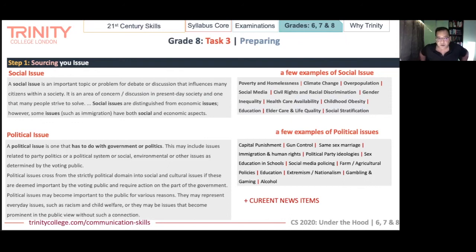So again, to help you prepare for this task, of course, I've defined for you how to source your issue. While you're working towards this task, have a clear understanding of what a social issue is, and have a clear understanding of what a political issue is. Of course, you can also choose from a current news item. And you even have a few examples that I've given you, by no means exhaustive, just purely a few that are suggestive. Okay.